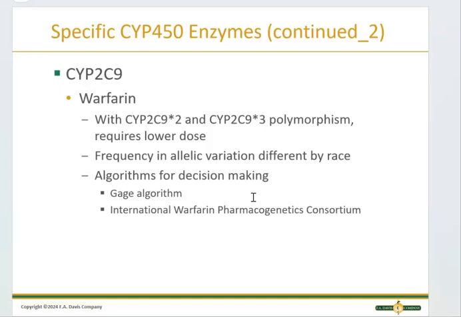CYP2C9 involves warfarin. If you have a CYP2C9 2 or 3 polymorphism, you're going to need a lower dose because of how you are going to metabolize warfarin. And it can be different by race. They talk about the different algorithms for the decision making, which were in your reading as well.